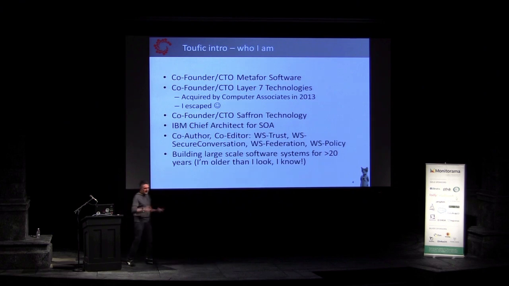Quickly, just a quick note about myself. I'm founder and CTO of Metaphor Software. Was a founder and CTO of a company called Layer 7 Technology, which got acquired by CA. We did a lot of API management and things like that. I actually escaped from CA before the acquisition, so I can roam free and do something else. Before that, I was founder and CTO of a company called Saffron Technology. We did pretty hardcore pattern recognition stuff. Anyway, I've been at this for a very long time. I'm actually a lot younger than you think, a lot older than I look.